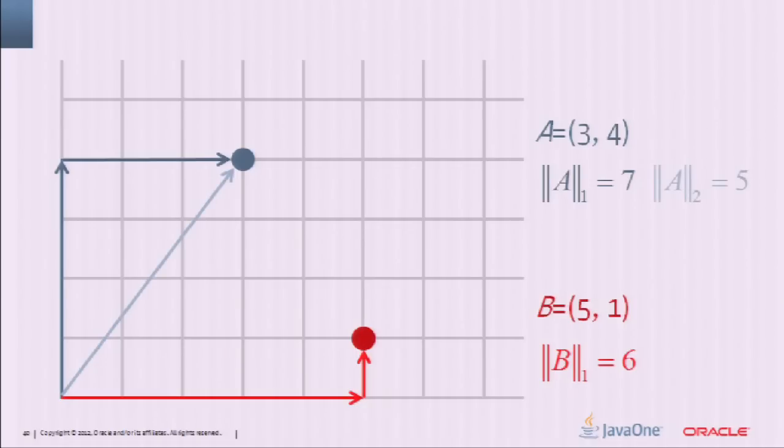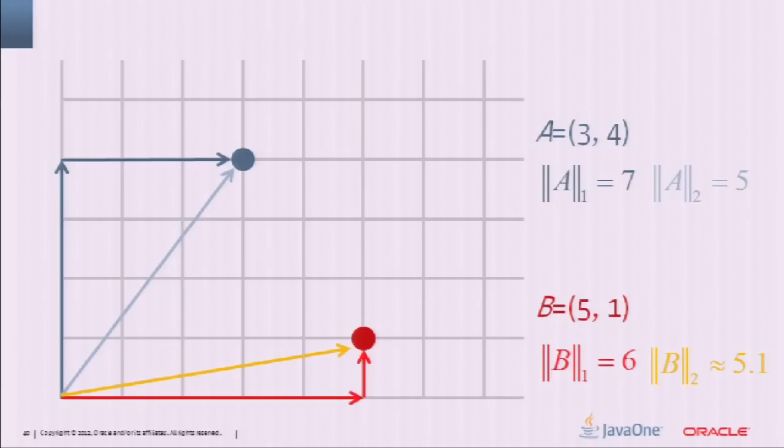So what's the two norm of point A? 5. It's a 3, 4, 5 triangle, so the norm is 5. And as you might guess, the two norm of B is not equal to 5. It's a little more than 5 because that's the way the math works out. So under the two norm, point B is larger. And under the one norm, point A is larger.